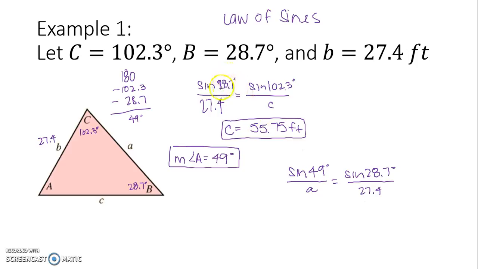I used my angle B and my side B just because those are the ones that were given to me, so I don't necessarily have to worry about if I made some sort of mathematical mistake when I was finding side C, but you could have definitely used sine of angle C over side C. Same thing down here, cross multiply, divide. When you do that, you should get that A is 43.06 feet. Make sure you have found every side and every angle, and that everything is clearly marked.